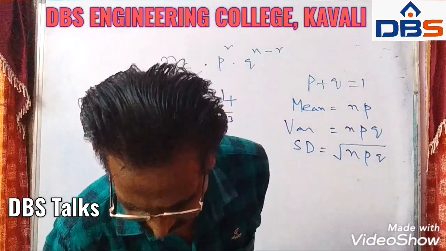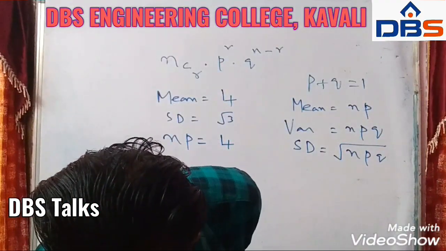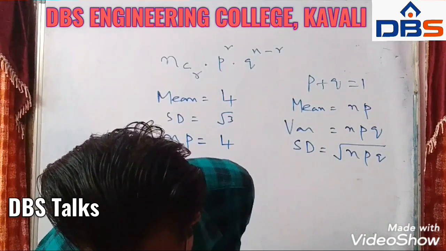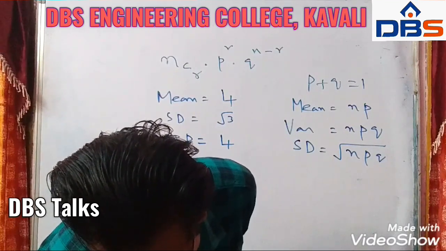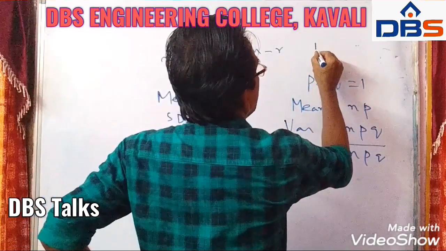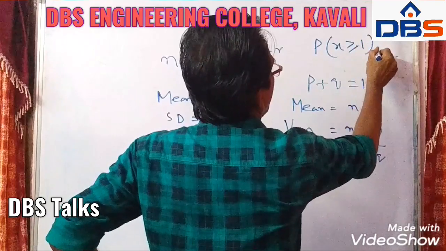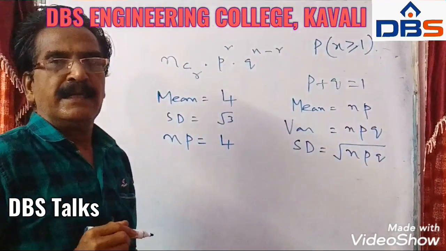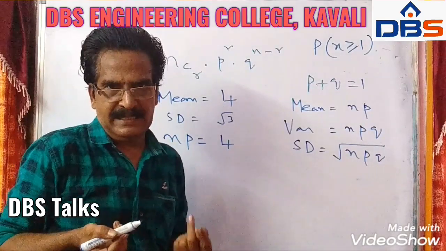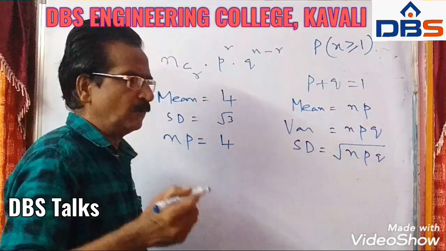Let me read out the problem, friends. The mean and standard deviation of a binomial variate x are 4 and root 3 respectively. Then find P of x greater than or equal to 1. Greater than or equal to 1 means at least 1, that is 1 minus none, that we do.